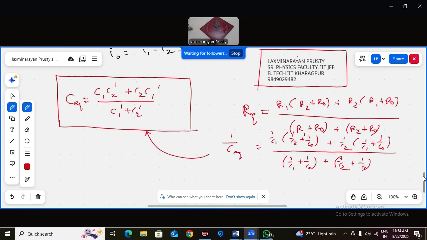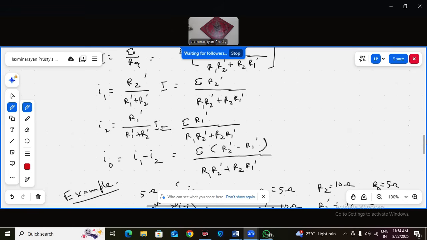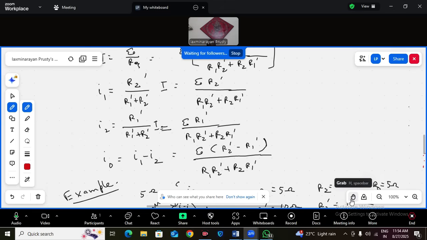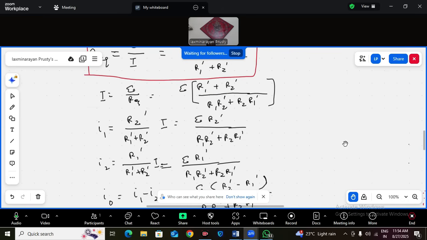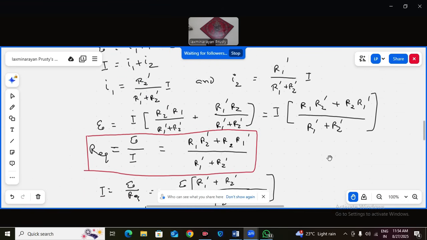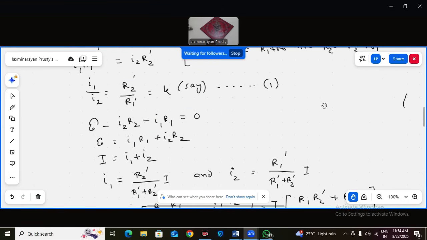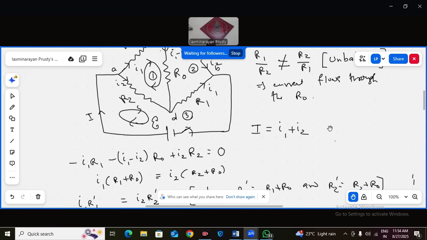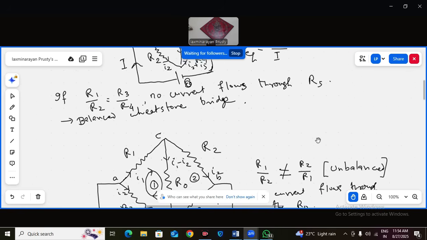If you are able to do it, very nice. I am sure you will be able to do this. Otherwise, inform me and I'll discuss it again in a new class. But this is a very helpful thing for you, both for JEE as well as NEET. This will help you immensely if you know this process.